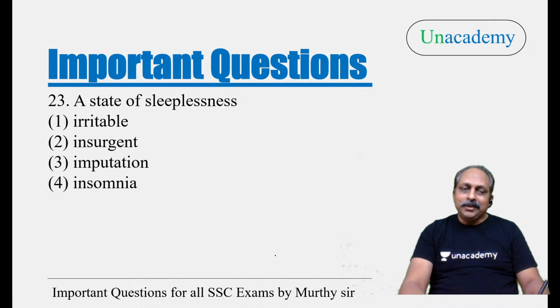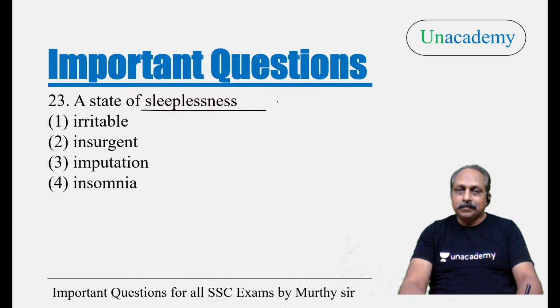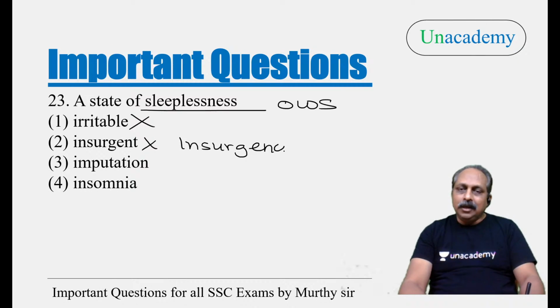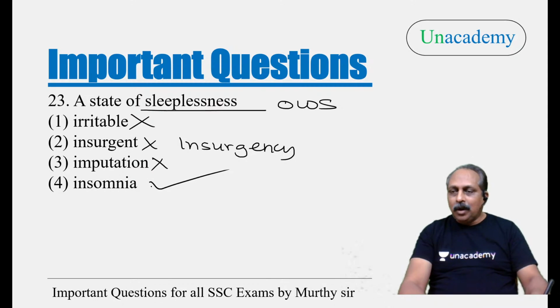A state of sleeplessness. Some people can't sleep. Some people can sleep effortlessly. Within no time, they sleep. A state of sleeplessness. What is a one word substitute? This question is based on one word substitute. Irritable, insurgent, insurgency, going against the government, revolt, insurgency, mutiny, all related words. Imputation, not correct. What is the right word? Insomnia is the right word.